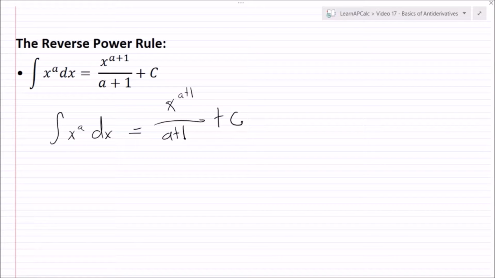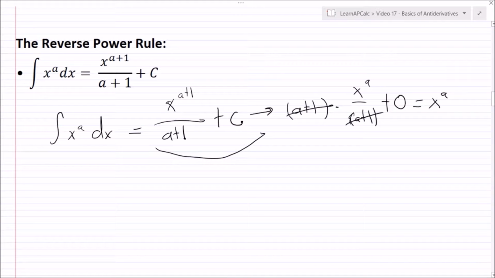To show you why that's there, let's take the derivative of this. We're going to get a plus 1 times x to the a over a plus 1. These are going to cancel, and then the derivative of a constant is 0. So this just equals x to the a. And so that's the point of plus c: when we take an antiderivative, we always add some arbitrary constant c that can be anything, because when we take this derivative, c is going to go away. That's something very important to note.